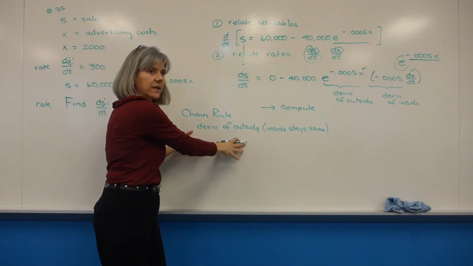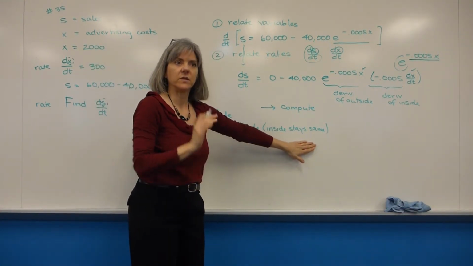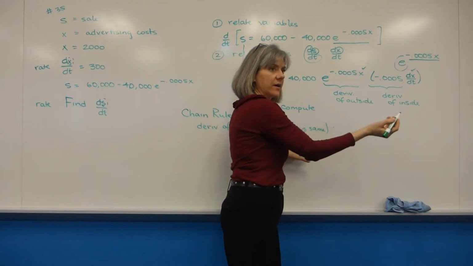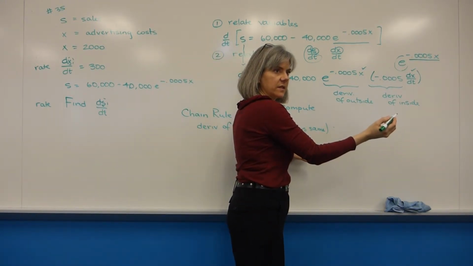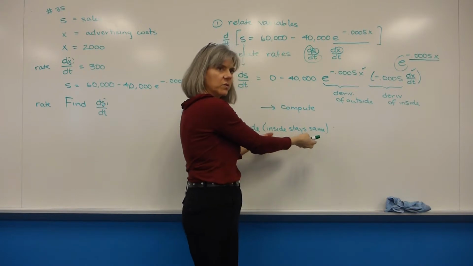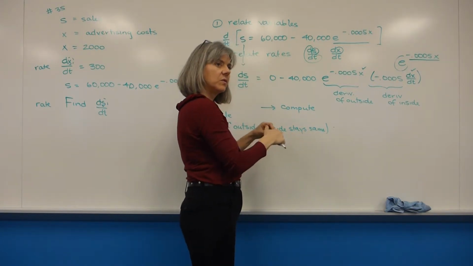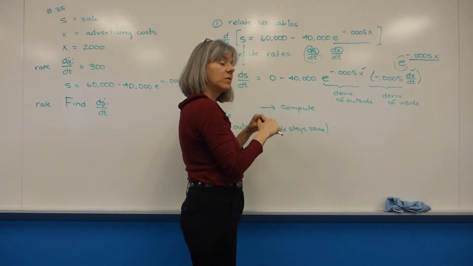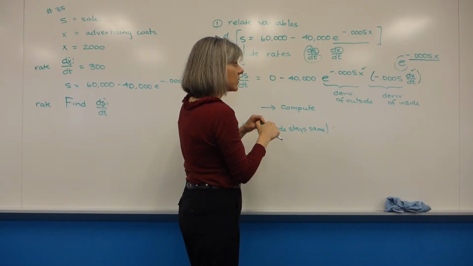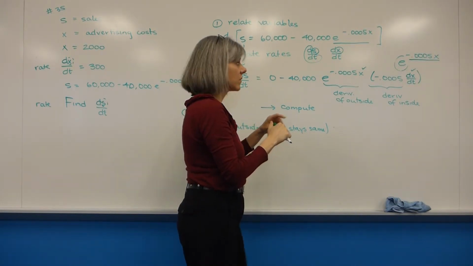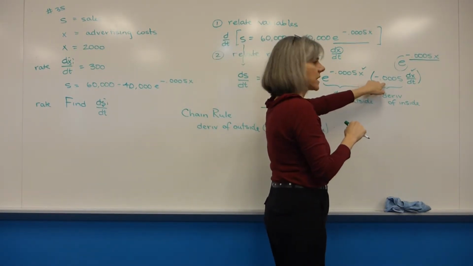So you take the derivative of the outside, leave the inside alone. Deal with one thing at a time. Then now you're going to deal with the derivative of the inside. So this is just part of the chain rule. I'm just kind of confused, like, why would it still remain an exponent? Well, this is not an exponent anymore.